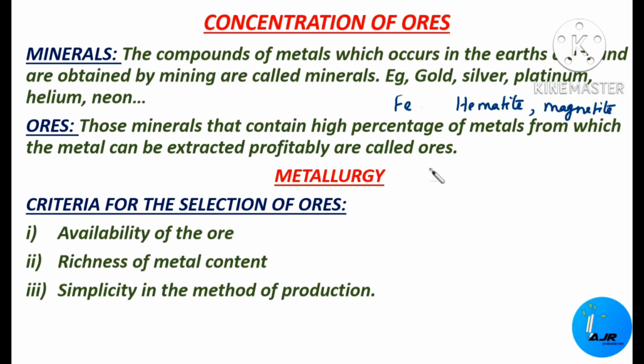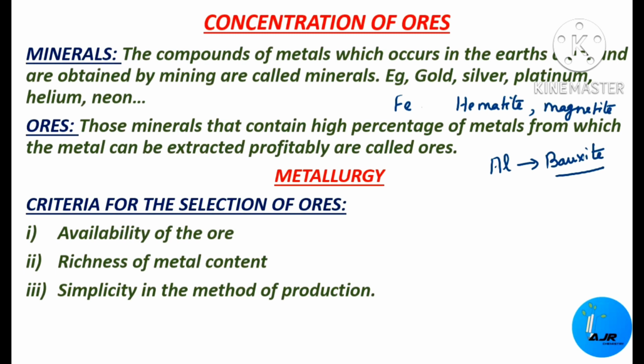For example, bauxite and china clay are both minerals of aluminium, but aluminium is extracted profitably from bauxite. We can get aluminium from bauxite profitably, whereas from china clay it is not possible to get it profitably. Hence the mineral bauxite is an ore of aluminium, whereas china clay is not. Understood? Now you know the difference between ores and minerals.